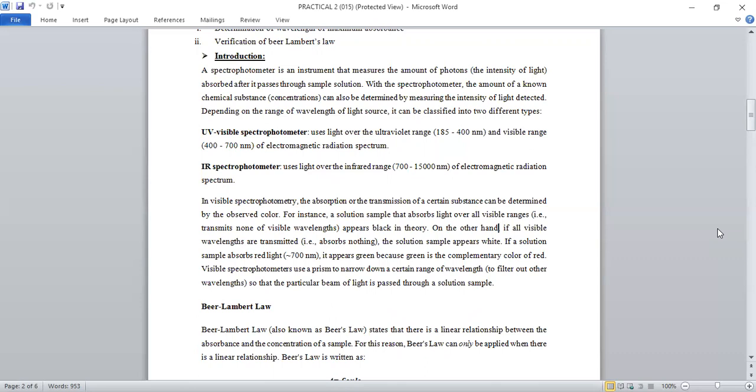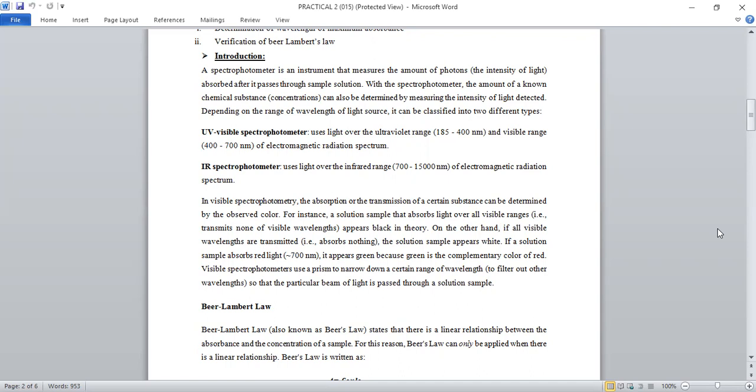Depending on the range of wavelength of the light source, it can be classified into two different types: UV-visible spectrophotometer and IR spectrophotometer. A UV-visible spectrophotometer uses light over the ultraviolet range, 185 to 400 nanometers, and the visible range, 400 to 700 nanometers, of the electromagnetic radiation spectrum. An IR spectrophotometer uses light over the infrared range, 700 to 15,000 nanometers, of the electromagnetic radiation spectrum.